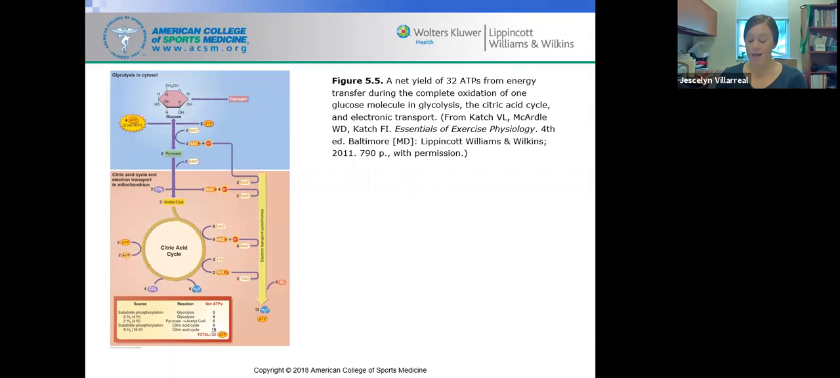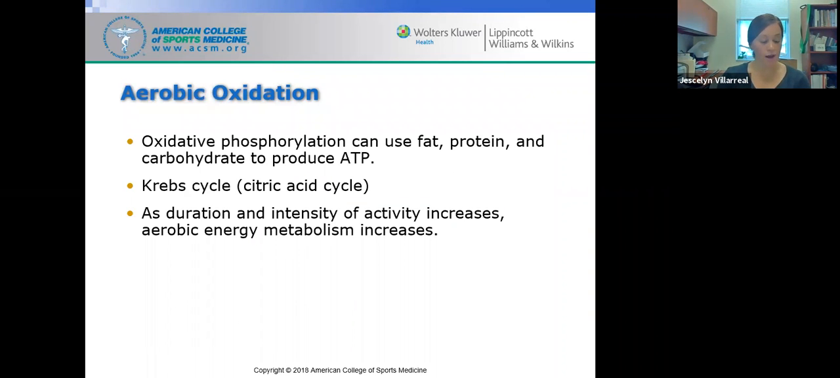Page 147 has the Krebs cycle and electron transport chain. Okay. A net yield of 32 ATPs from energy transfer during the complete oxidation of one glucose molecule in glycolysis, the citric acid cycle, and electron transport. Then you have aerobic oxidation. So this is where O2 is available. You're using fat, protein, and carbs to produce ATP. And we're looking back at that Krebs cycle.